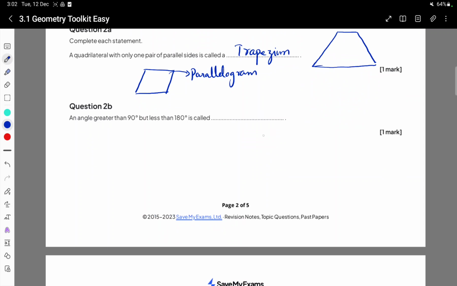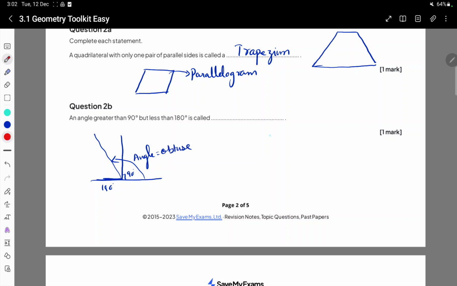Now 2b, an angle greater than 90 but less than 180. So what is that angle? See here, till 90 degrees, this is a right angle. This is 180 degrees. Greater than 90 but less than 180 means this one. So what angle is this? This is the obtuse angle.